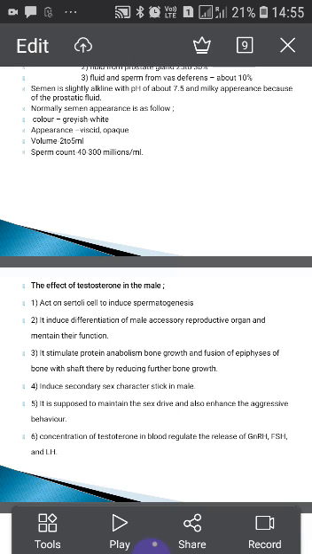And sixth, the concentration of testosterone in the blood regulates the release of gonadotropin releasing hormone, follicle stimulating hormone, and luteinizing hormone.